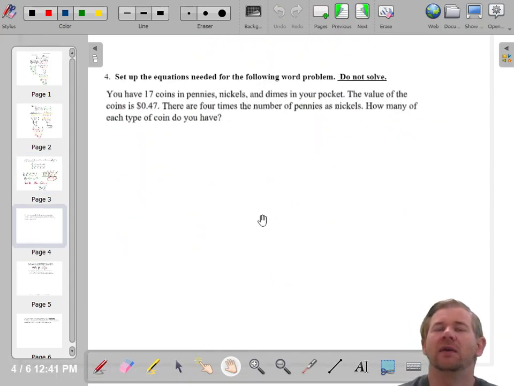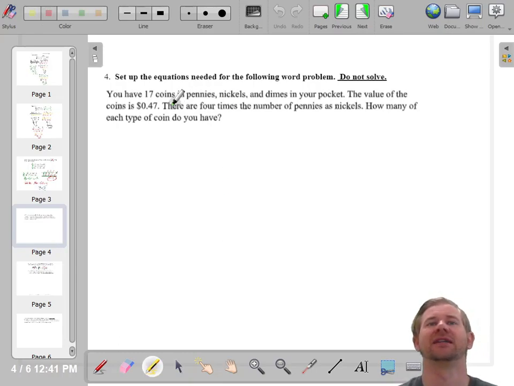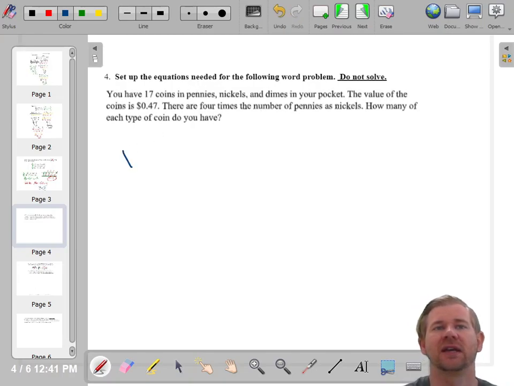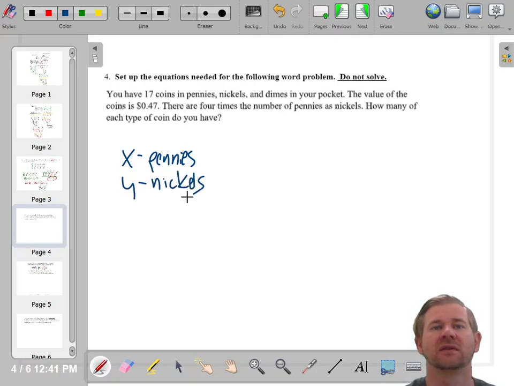And these are, well, anytime it says something like this, this is where we get stuck. So I'm going to set this thing up. It says you have 17 coins in pennies, nickels, and dimes. The value of the coins is 47 cents. So we have pennies, nickels, and dimes. Let's say X is pennies, Y is nickels, and Z will be dimes. You can use other variables if you want. I'm just going to use X, Y, and Z.